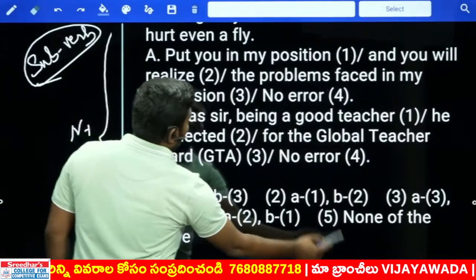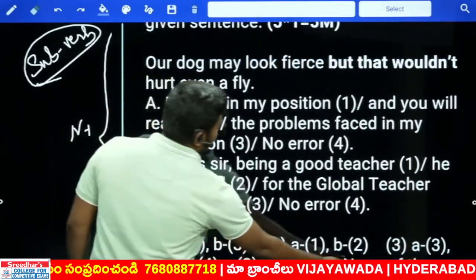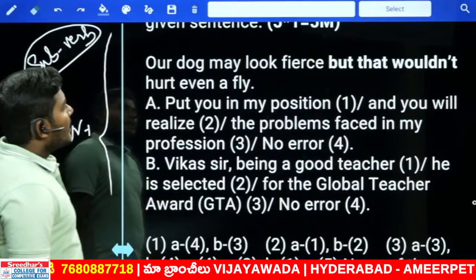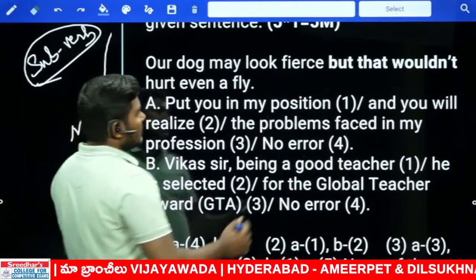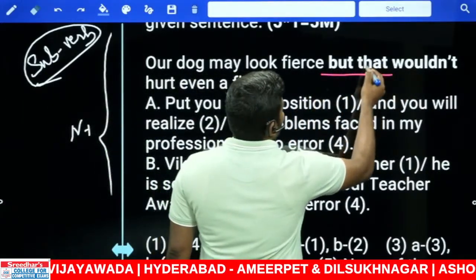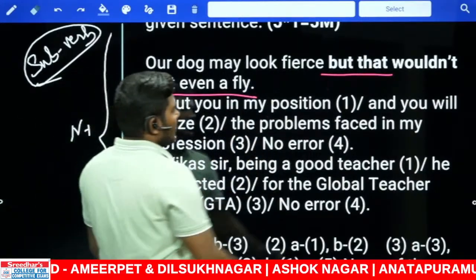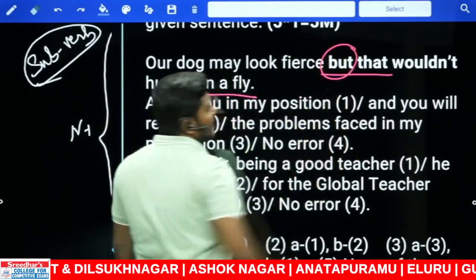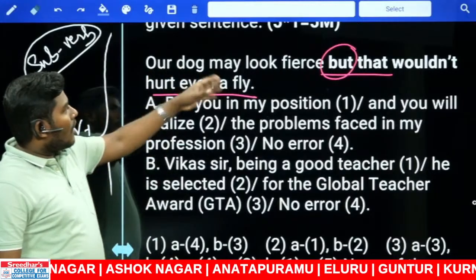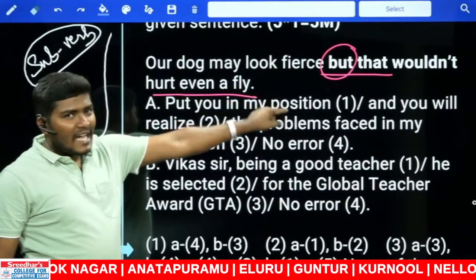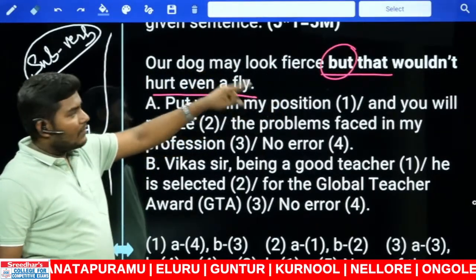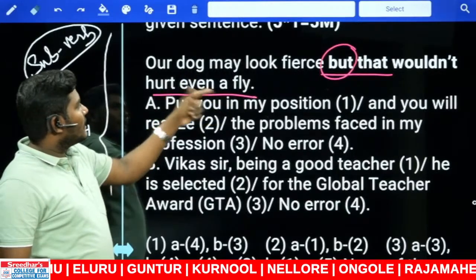What is the next one we have? Look at the statement first. Let us go slow. Our dog may look fierce. It may look fierce, but that wouldn't hurt even a fly. Look at the combination. There is a conjunction. What is the conjunction? But. Now our dog may look fierce, but that refers to, they're trying to refer that to dog that wouldn't hurt even a fly.